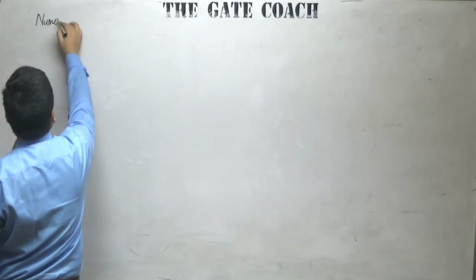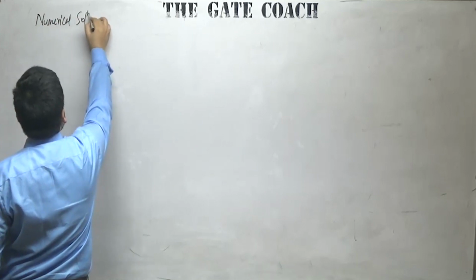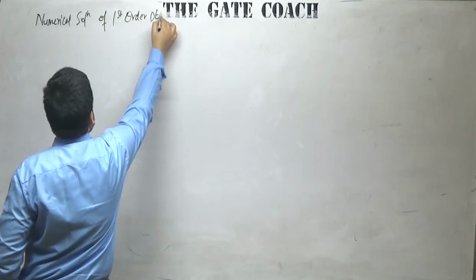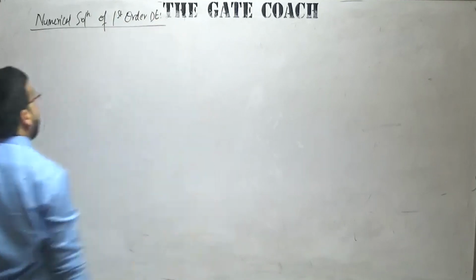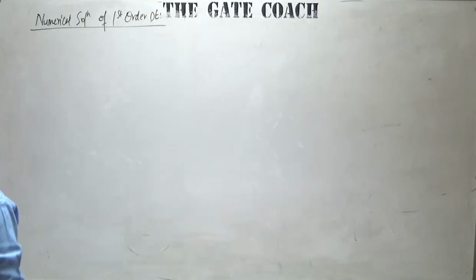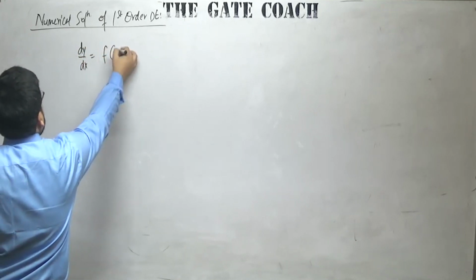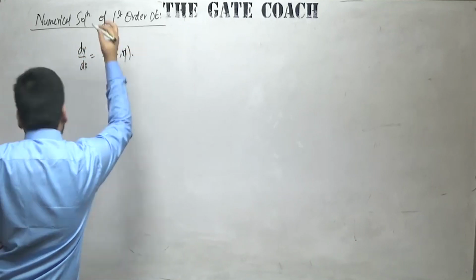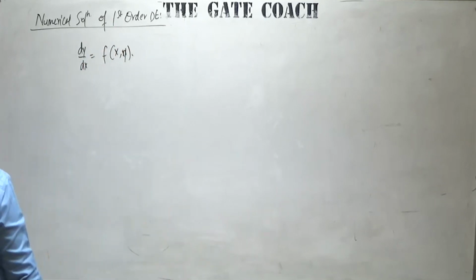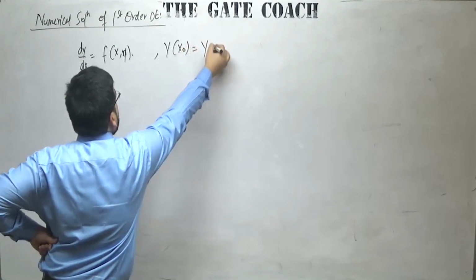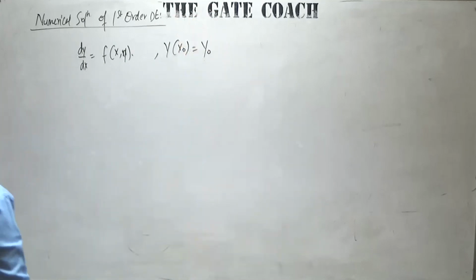Numerical solution of first order differential equation. Let us say we have a differential equation like this: dy by dx is equal to f of x and y. The differential equation is given, and some initial condition is also given to you, let us say y at x0 is equal to y0. Some value is also given to you.